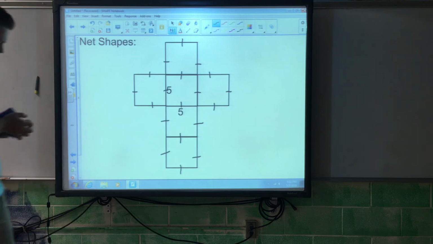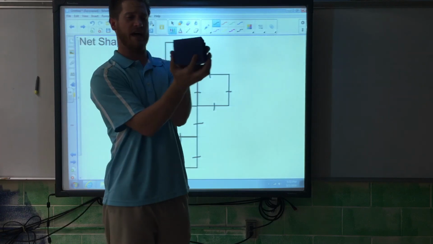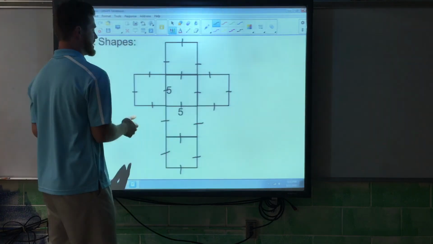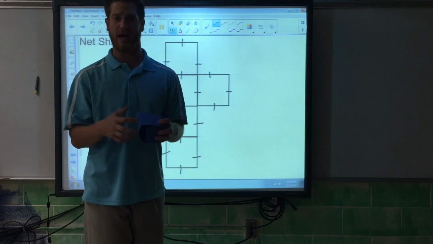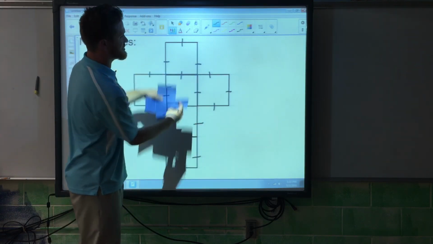Whenever we hear about net, we're just thinking about a 3D object. So right here, I have a cube. Now a net shape is just a cube or a 3D object that is unfolded. So if we take this cube and unfold it, we get the shape that is on the board.